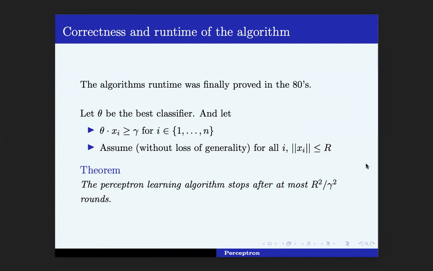In that case, the perceptron algorithm will stop after at most R squared by gamma squared steps. So this is the theorem that was finally proved in the 80s. Is the algorithm clear? Is the theorem clear? What we are trying to do?